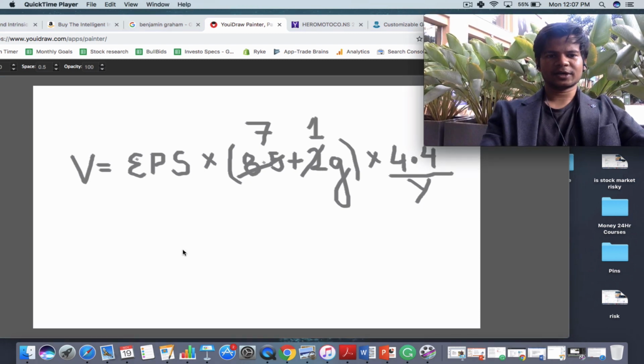So overall, Graham's formula gets adjusted here. Instead of 8.5 it's conservative to use 7, and instead of taking 2 as a multiple of growth, many investors use 1 for finding the value.